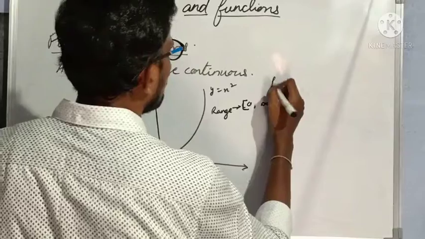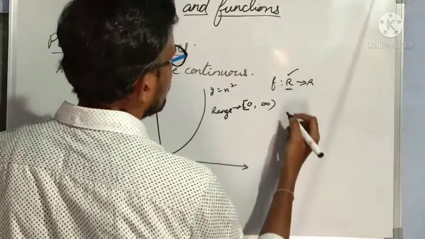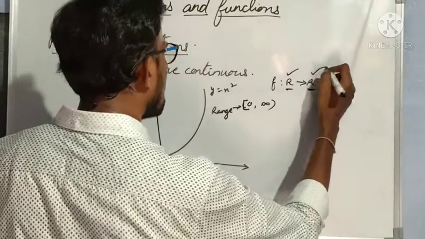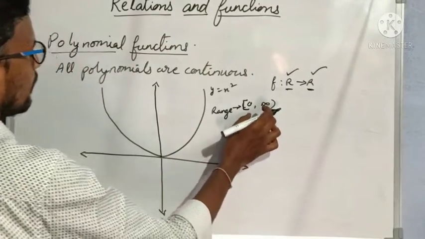Anyhow, this function will be given from R to R. So the domain of this function is R and the codomain is also R. But the range is only 0 to infinity. Yes.